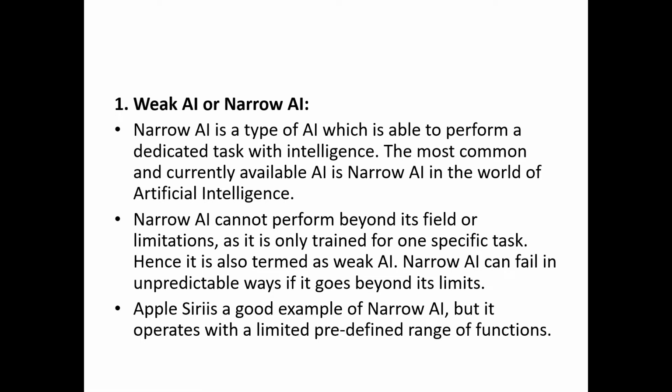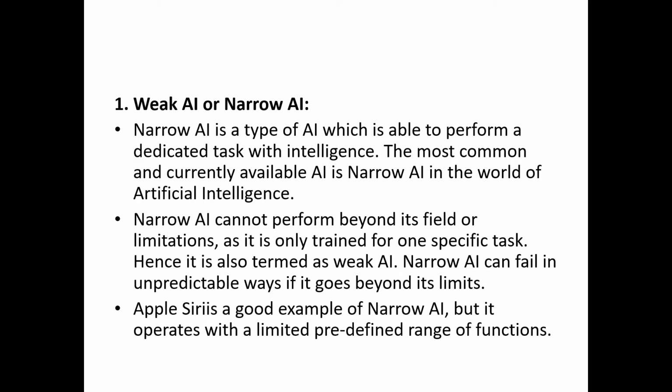What is weak or narrow AI? Narrow AI is a type of artificial intelligence which is able to perform a dedicated task with intelligence. The most common and currently available AIs in the world are narrow AIs, which perform only a single operation or single task. So narrow AI cannot perform beyond its field or limitations, and can work only in the area for which they are trained.